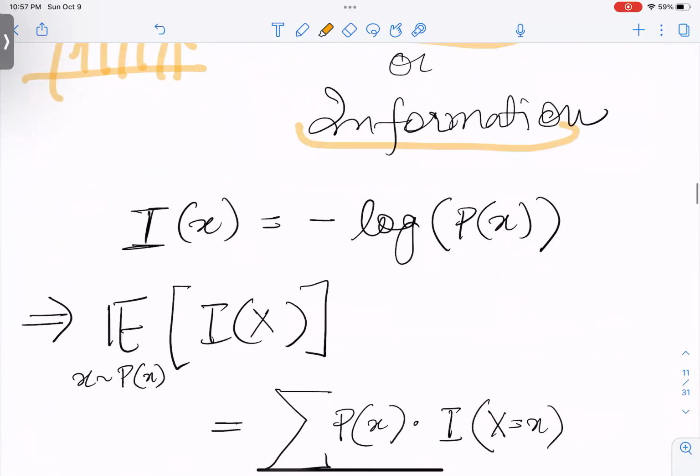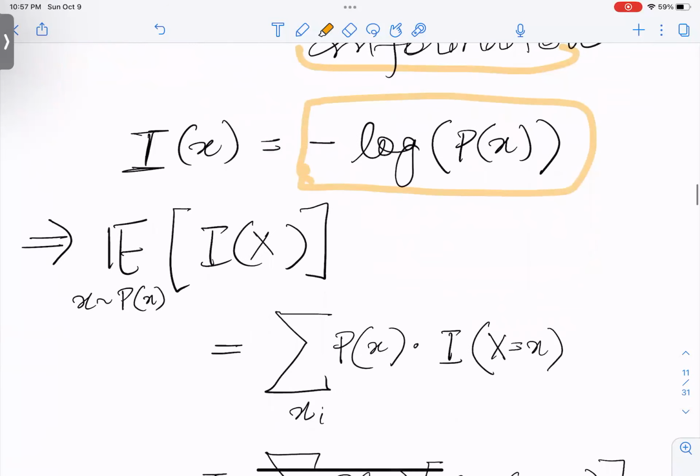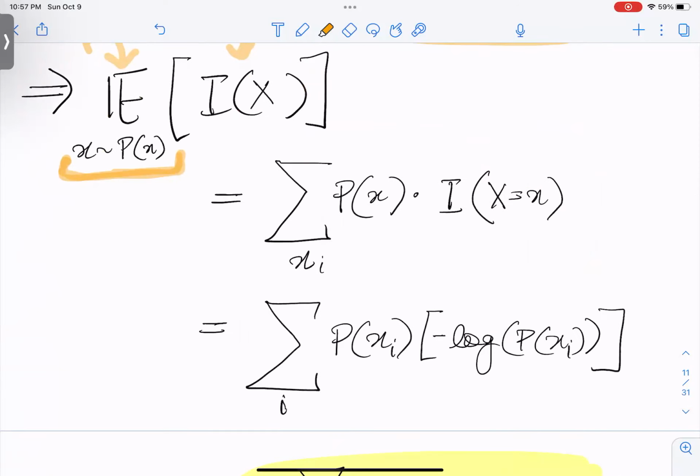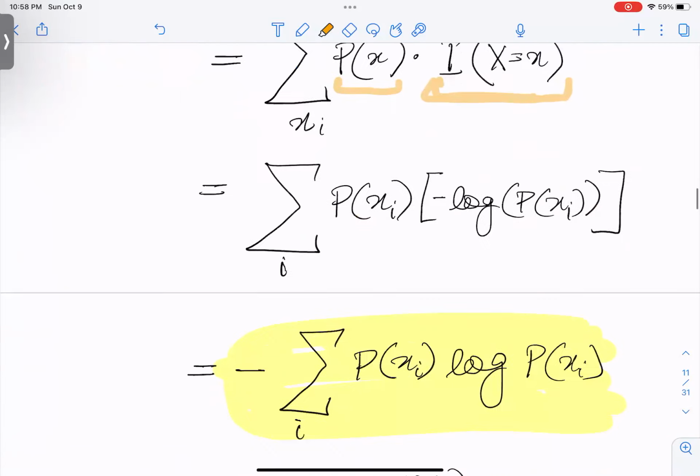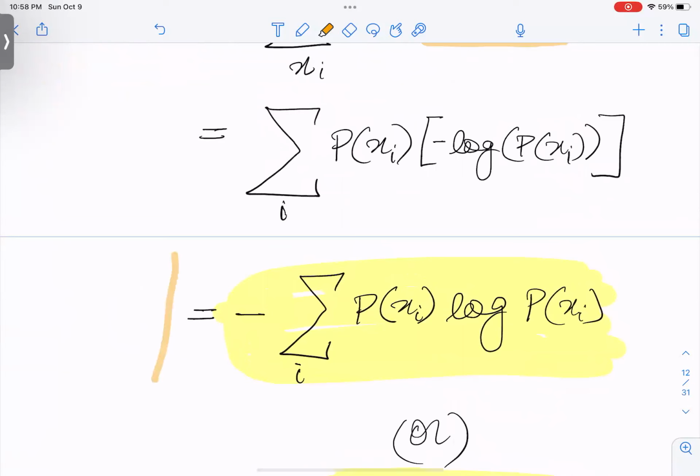So how do we define information? Information is given by this, and how do we define expectation? How do we define expectation of something? It is given by the expectation of information of a random variable, that is x, being sampled from a probability distribution. This is given by a summation of the probability of that event to occur and this information. And this is given by nothing but this formula.